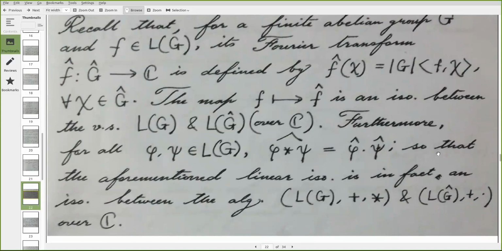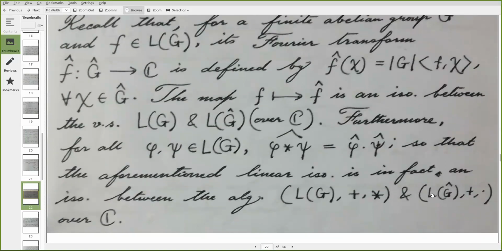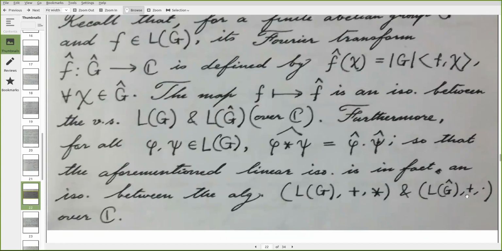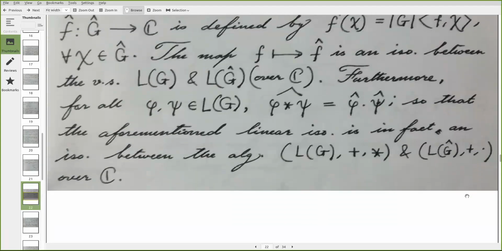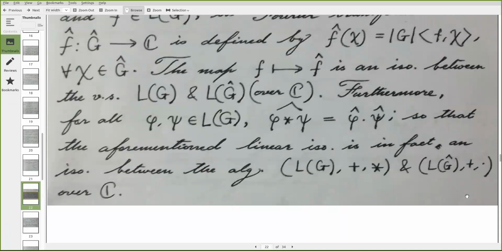So the Fourier transform establishes an isomorphism between these two algebras. So this is the crux of what we have done for finite abelian groups. Now we will try to extend that to general finite groups.